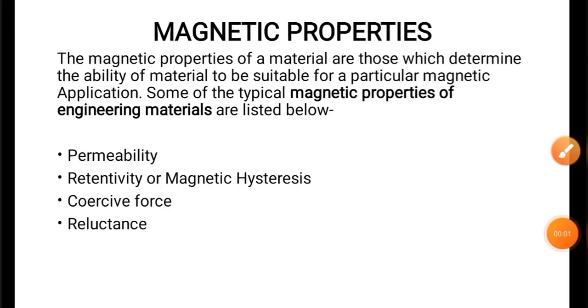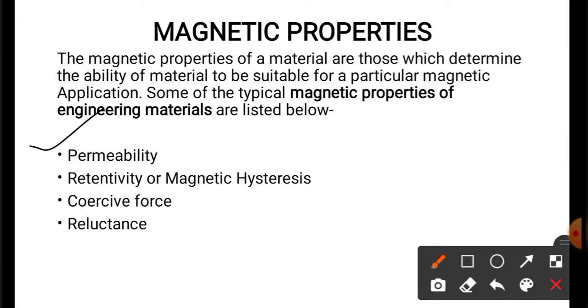First point is magnetic properties. We should have knowledge of the magnetic properties of material. The magnetic properties of a material are those which determine the ability of the material to be suitable for a particular application. Some magnetic properties are listed below. First, permeability. Second, retentivity. Third, coercive force. And last, reluctance.